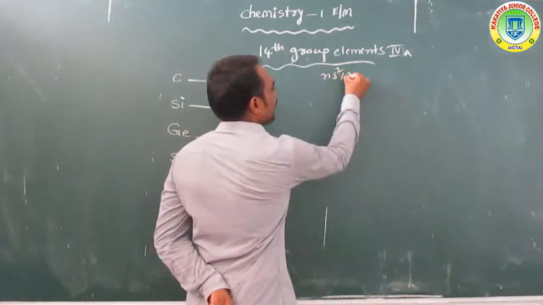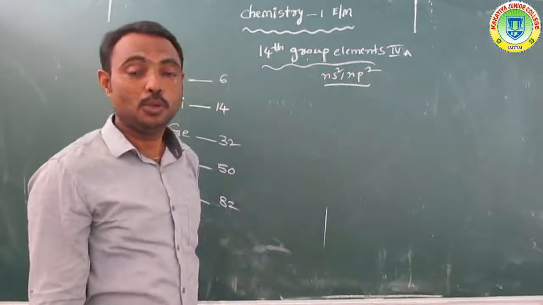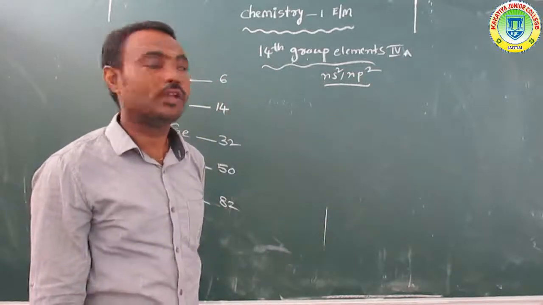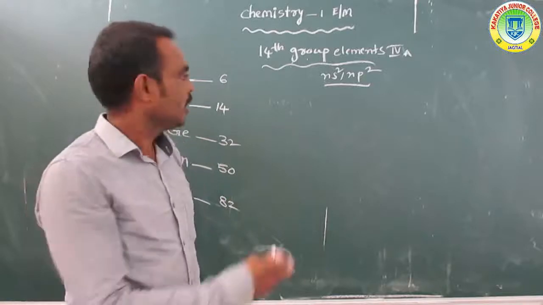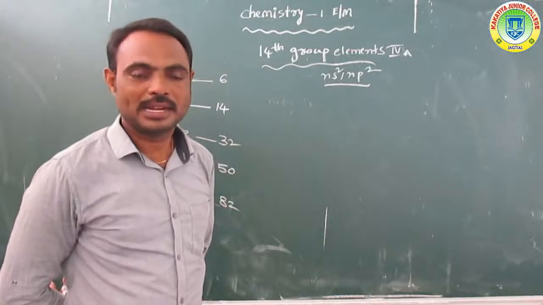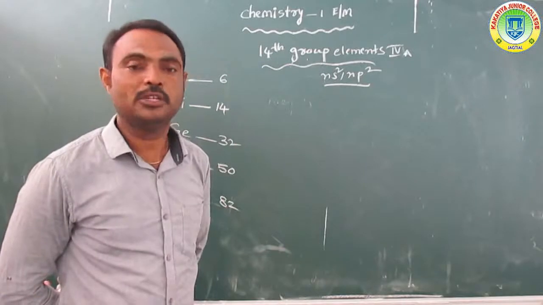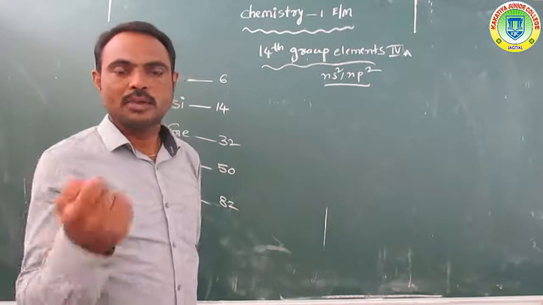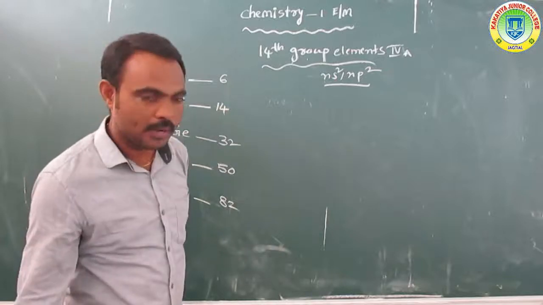ns2 np2 is the general electronic configuration of 4th A group elements. Suppose we write the electronic configuration of carbon.